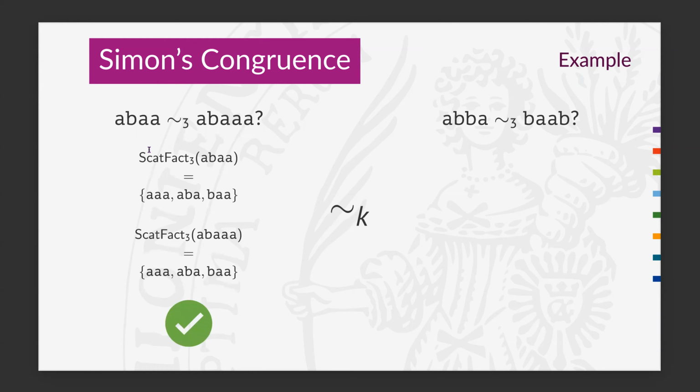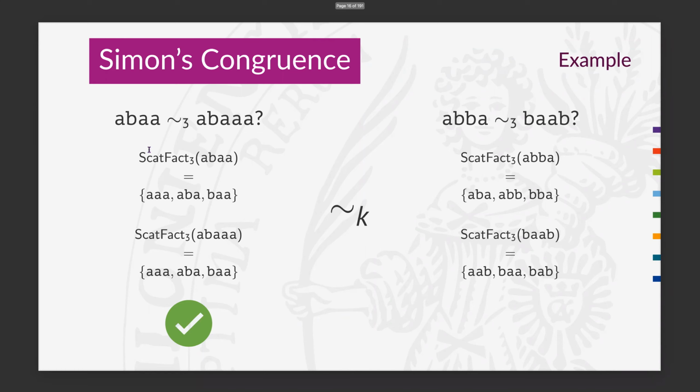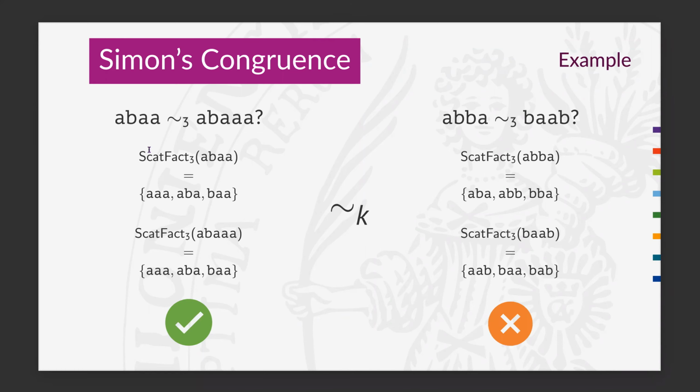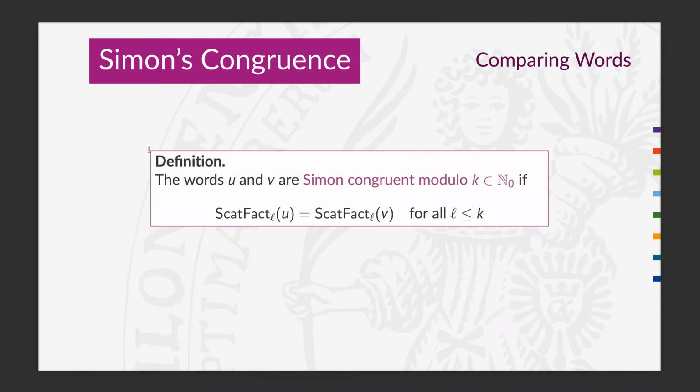On the other hand, if we take ABBA and BAAB, then we find the scattered factors of length 3, but in the left one, the scattered factor BAA is missing. Since it is in the right one, they are not Simon congruent modulo 3. Or formally, again, I'm looking at both scattered factor sets. I'm looking up to all lengths k, and if they are the same, then they are congruent.